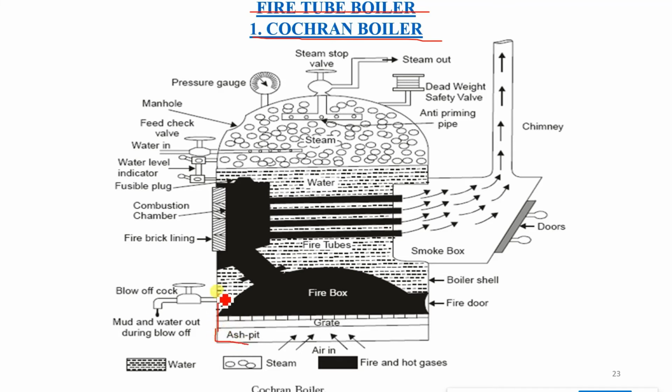It is a vertical shell. You can see its shell is vertical. Therefore, it's called a vertical shell, horizontal tube boiler. You can see the tubes are horizontal.